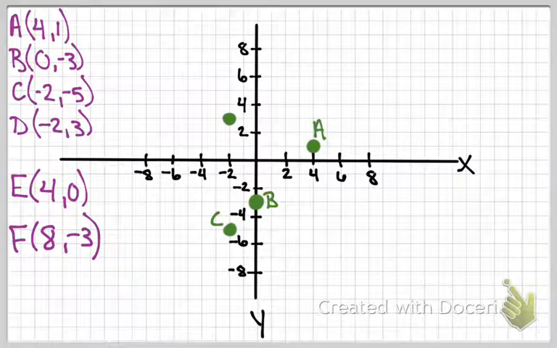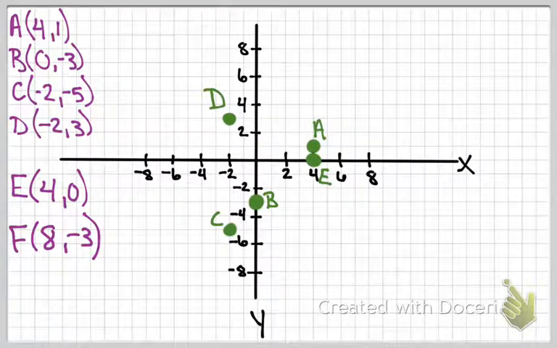C is negative 2, so left 2, down 5. D is left 2, up 3. Everybody agree? Yes. Did you get those 4 right? All right, so tell me, how did you find point E? How did you plot that one? Which way did you go, right 4 or left 4? Right 4, and then where? Stay at 0. Point E.